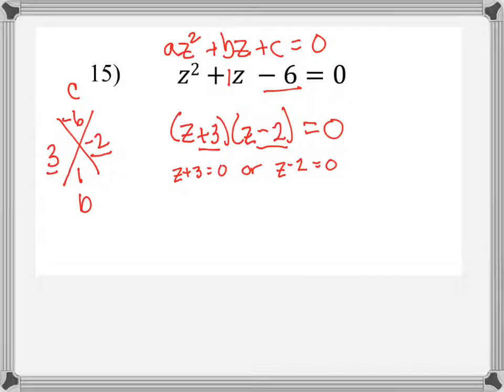So for the first equation, let's subtract 3 from both sides, and z is negative 3. For the second equation, let's add 2 to both sides, and z is positive 2. So I have two solutions here. Z can equal negative 3 or 2. And in your math lab, it will often ask you to separate answers with a comma, so you could write it like this.